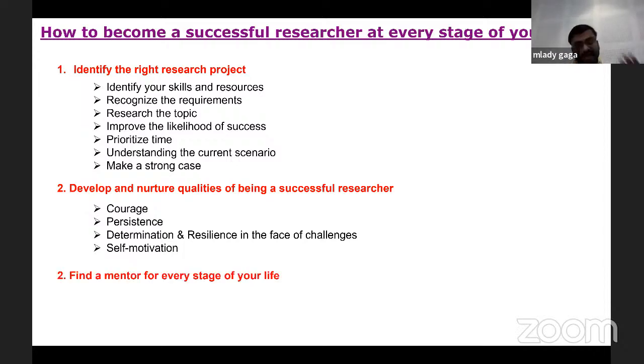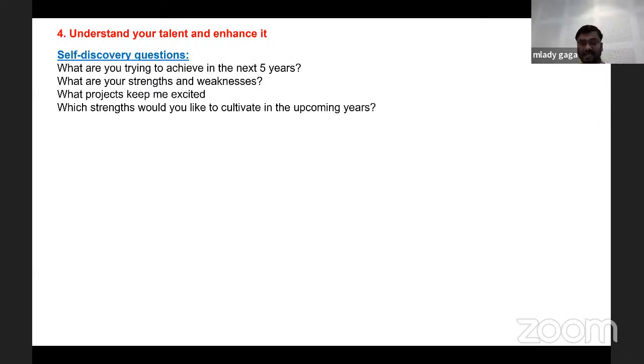And then again, you need to find a mentor, because otherwise you will not be able to simplify these things. You need someone, or some book or something, that is going to give you suggestions on how to take the right decision. You should understand your talent and try to enhance it. So you should always ask self-discovery questions.